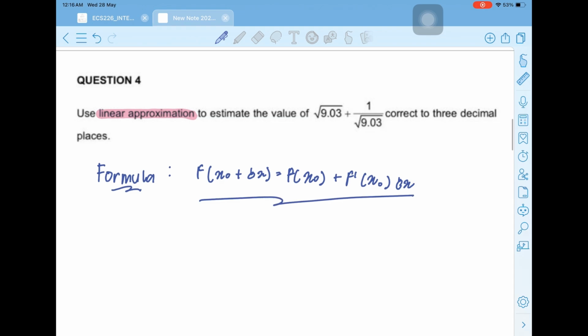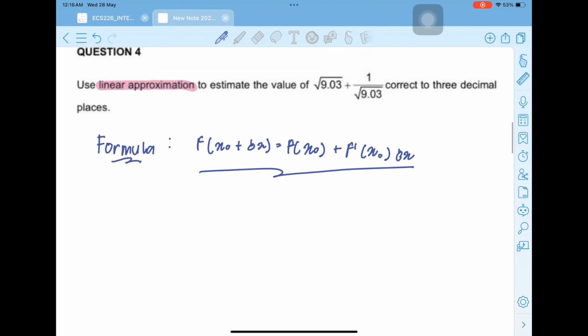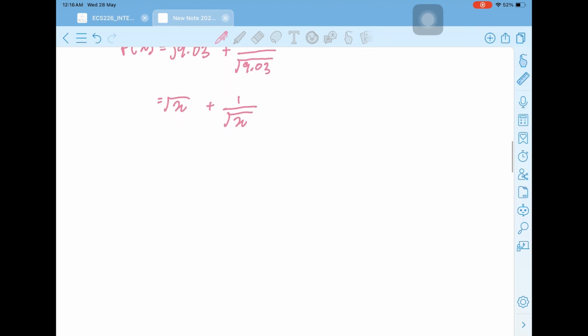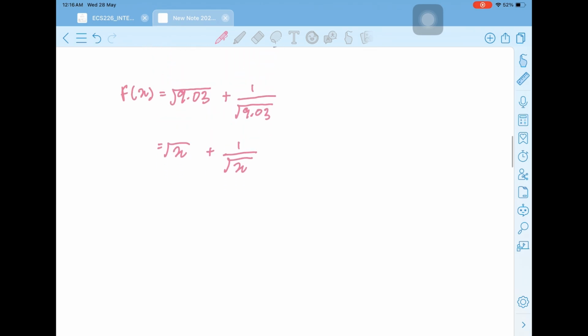Now to answer question 4. Question 4 states, use linear approximation to estimate the value of square root of 9.03 plus 1 over square root of 9.03, correct to 3 decimal places. From the question, we know that f(x) is equal to square root of 9.03 plus 1 over square root of 9.03. Since we need to differentiate f(x), we will have to replace 9.03 with x. So now our f(x) is square root of x plus 1 over square root of x.